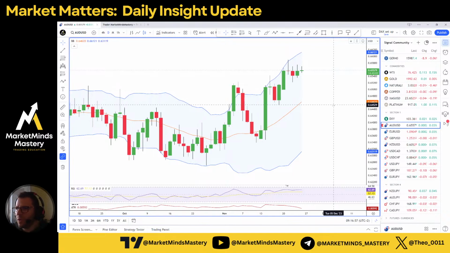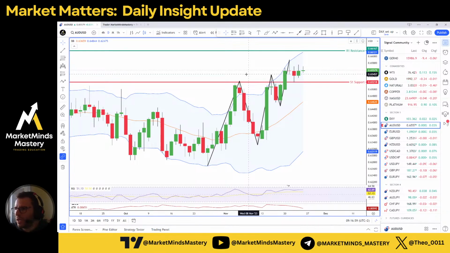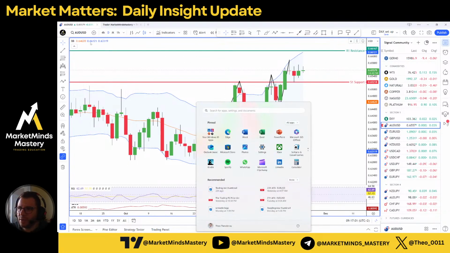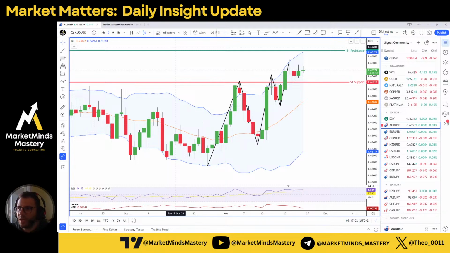By the way, for those who are new here and don't know where to see the currency pairs, you can simply look next to the MarketMinds Mastery logo here. It says Australian dollar, US dollar. Or if you refer to the right side, you will see that something is in a box. That's the currency pair.